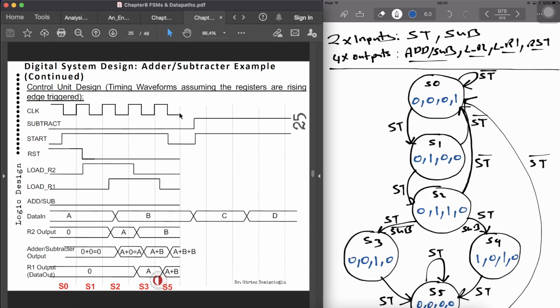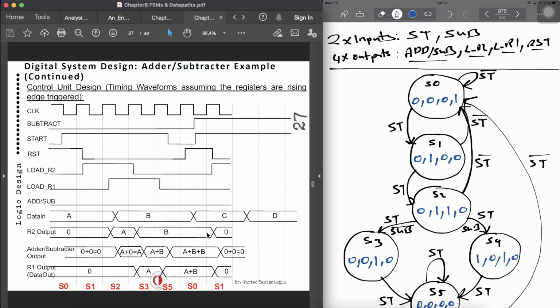Everything is going fine up until now, and we keep going through R1, R2, and so on. Now, over here, start is deasserted. So when the next clock edge comes in, everything is going to go back to reset, and it will reset the registers. So reset will go high as well, and start is deasserted. Load R1 and load R2 are 0, so the register values over here are going to be zeros. So we go back to S0 and then S1, and we are ready to load new data, which is C, first into R2.